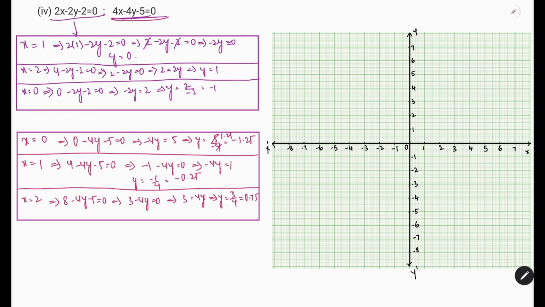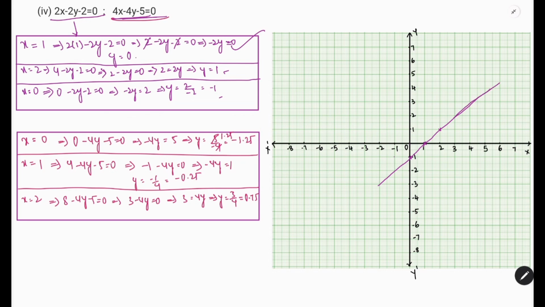Okay, here we will represent this first equation values on a graph. See here, if x is 1, then y is 0. X is 1 and here y is 0. If x is 2, y is 1. Okay. If x is 0, y is minus 1. X is 0 and y is minus 1 here. Okay. Now join these points. Okay, this is the line that is formed.